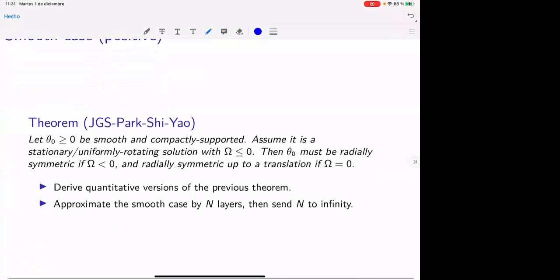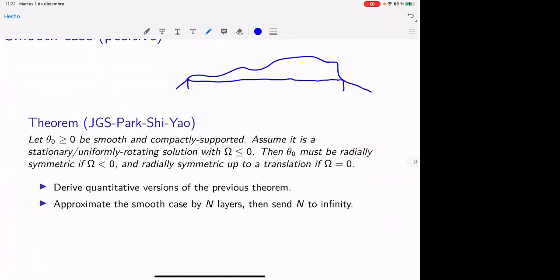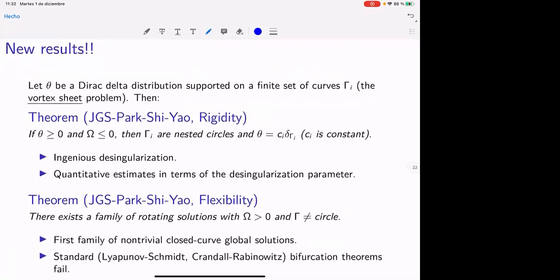Now, how about the smooth case? So in the smooth case, the main idea is to say, well, if we have some kind of smooth profile, then we approximate it by a series of patch domains. So we fix a number n, and we consider an approximation by these step functions as functions of n, and then derive quantitative estimates for this problem as a function of n. And once we have these quantitative estimates, then we send n to infinity, and we recover the result for the smooth case. Okay, so this is how we deal with the smooth case and the multiply connected case. Okay, so these are new results, and they are going to appear probably this week.